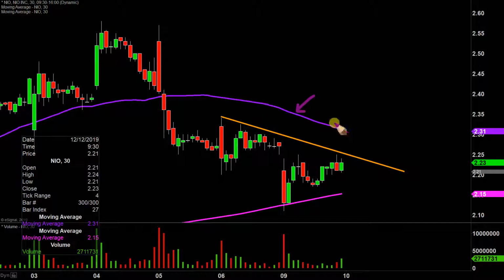I like to call moving averages trend lines for lazy people. If you don't feel like drawing a trend line, that's fine. This quote-unquote trend line up there will draw itself for you. So you can keep an eye on really both of those if you want.